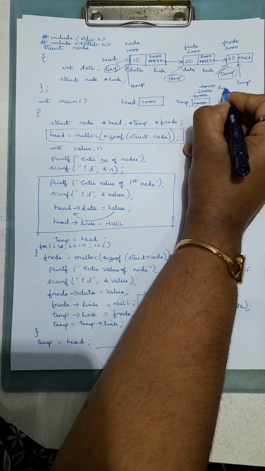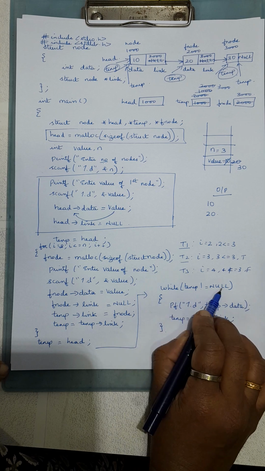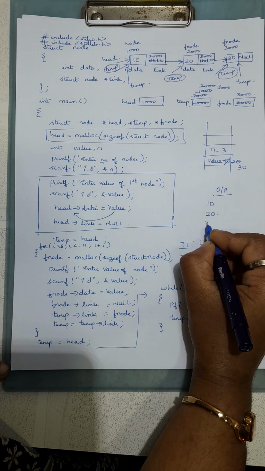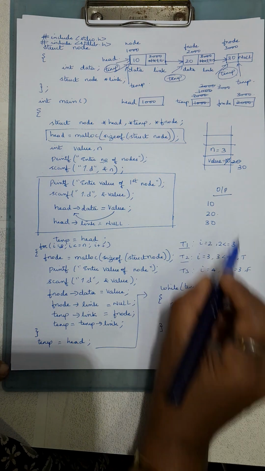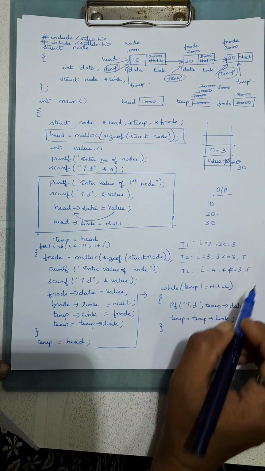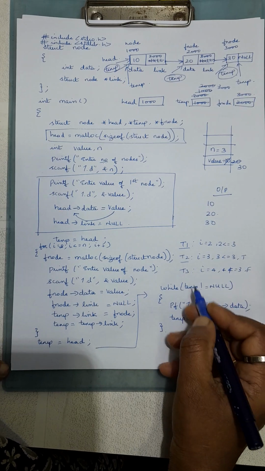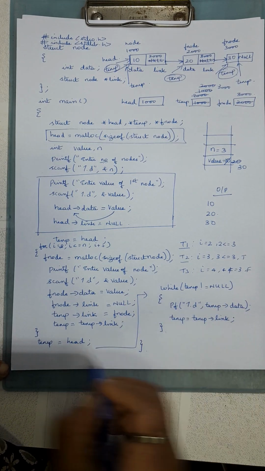Now what is the temp value? It is 3000, right? Since it is not equal to null, it will print the value 30. Temp pointing to data is 30 here. Then again temp is equal to temp pointing to link. What is temp pointing to link? It is null. So when temp is equal to null, it will come out. Finally close the main function.